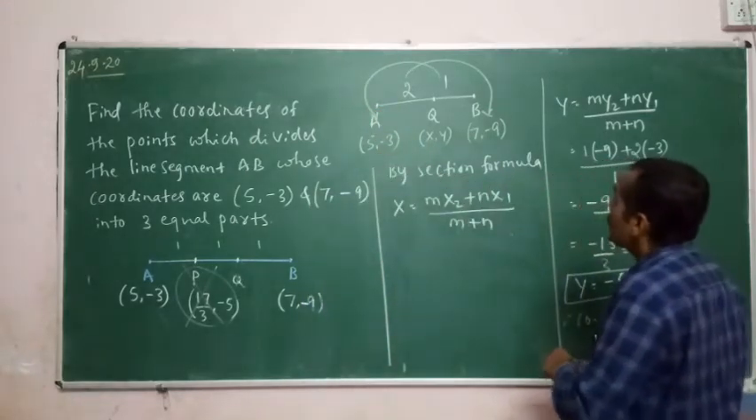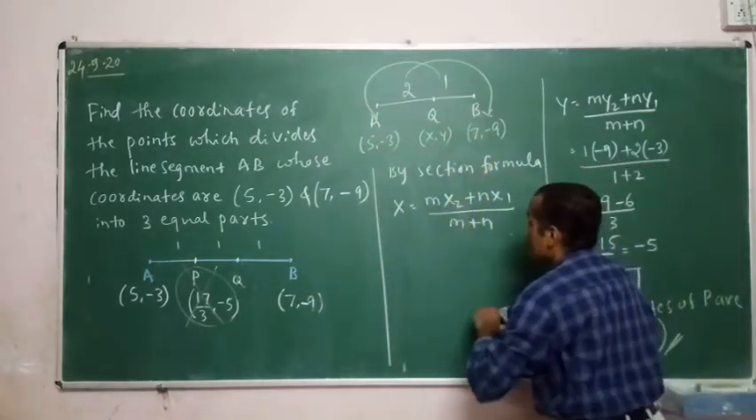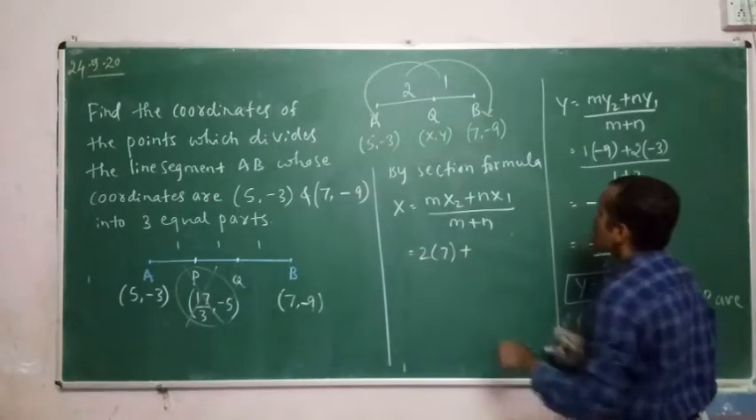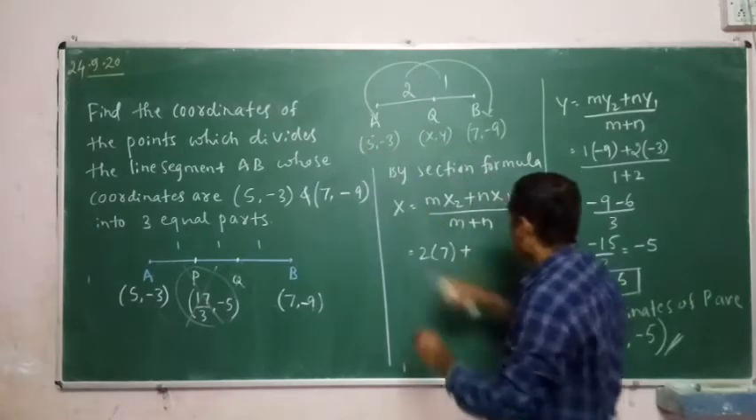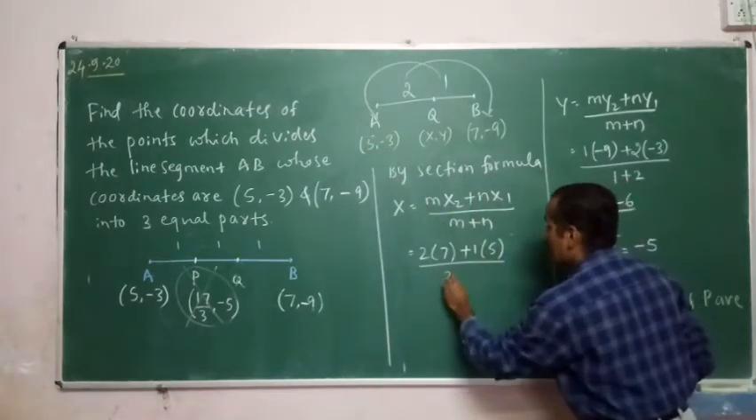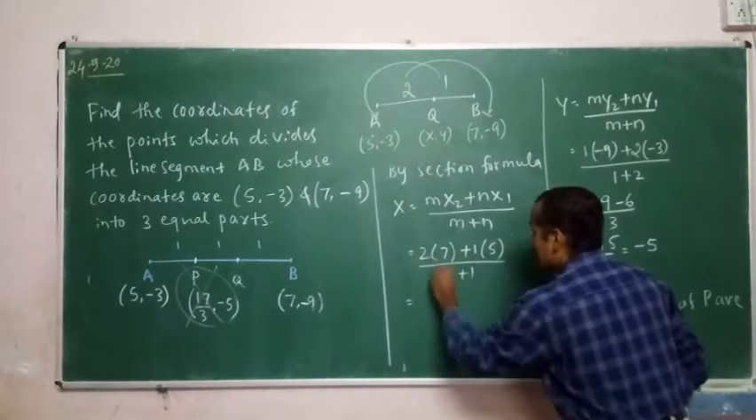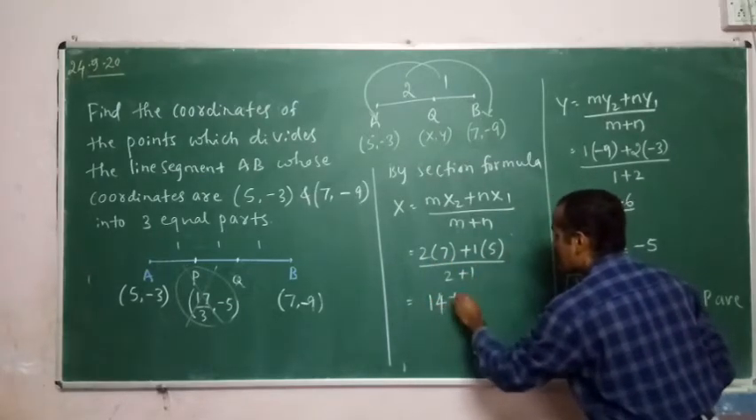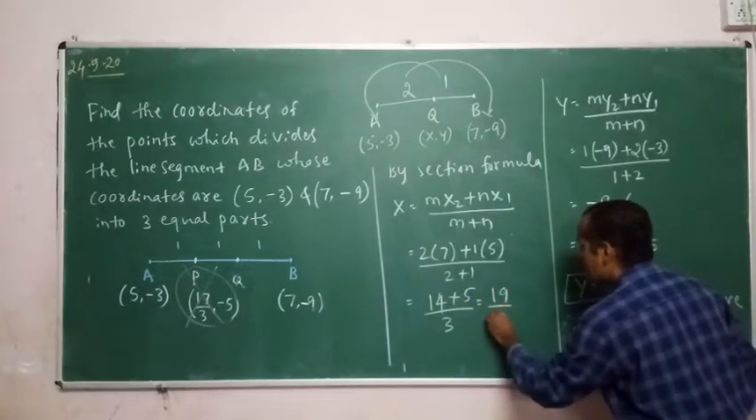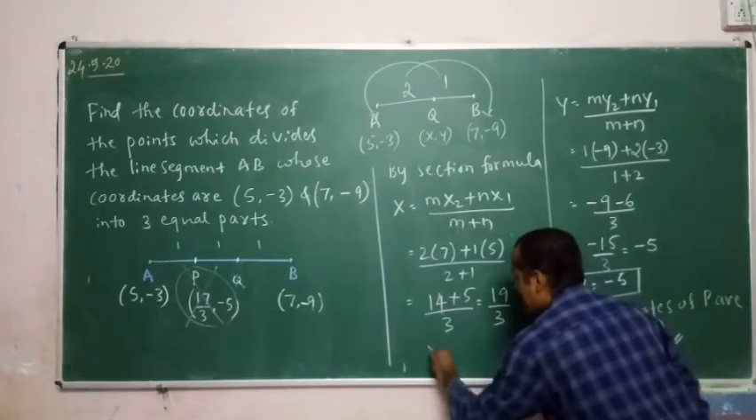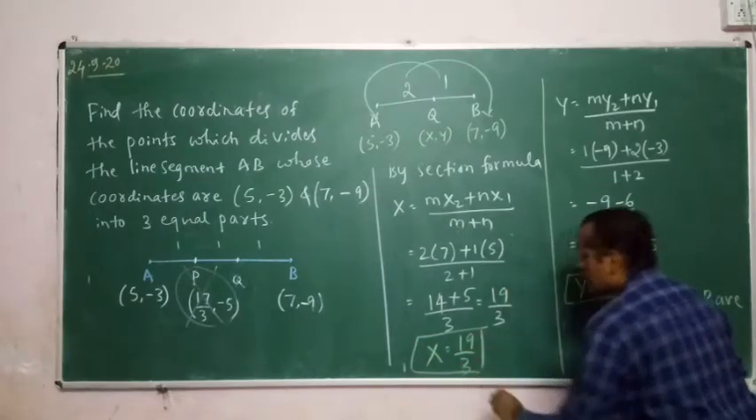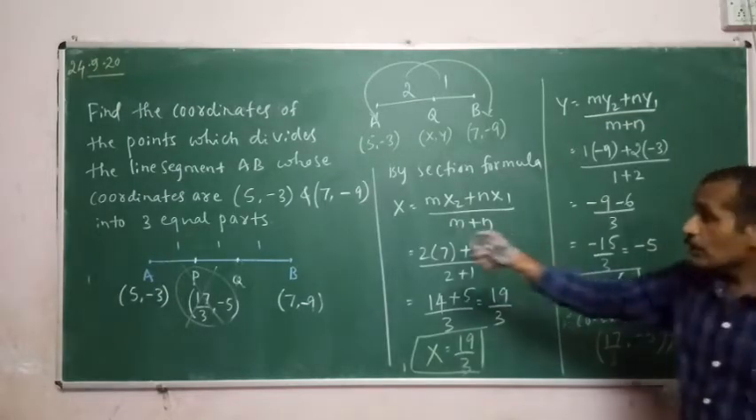2 into 7 plus 1 into 5, divided by m plus n, 2 plus 1. It is 14 plus 5 divided by 3. Answer is 19 divided by 3 is the value of x. X is equal to 19 by 3, one of the coordinates of point Q.